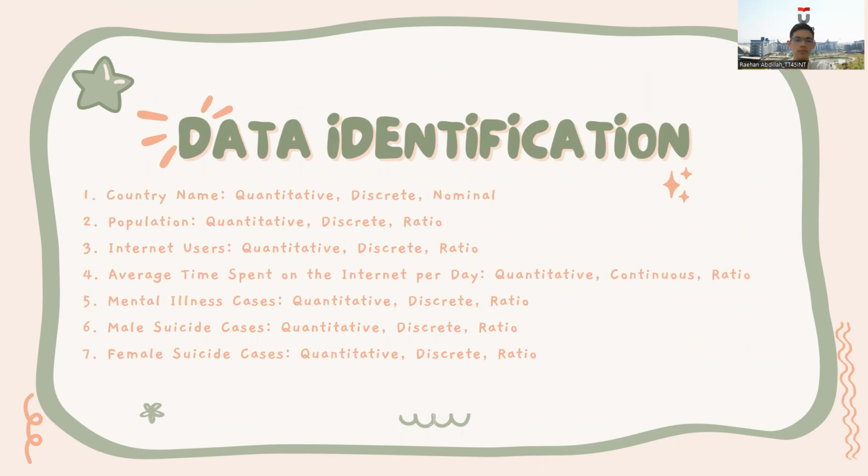In country name, data is quantitative, discrete, and nominal. In population, the data is quantitative, discrete, and ratio. In internet users, the data is quantitative, discrete, and ratio also. In average time spent on the internet per day, data is quantitative, continuous, and ratio. In mental illness cases, the data is quantitative, discrete, and ratio. And in both male and female suicide cases, the data are quantitative, discrete, and ratio.